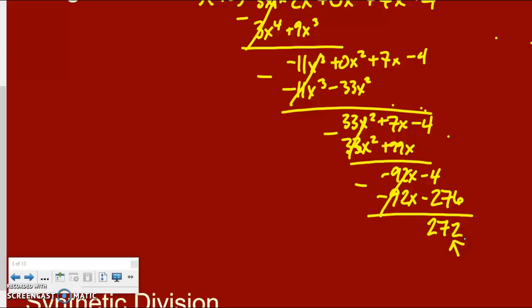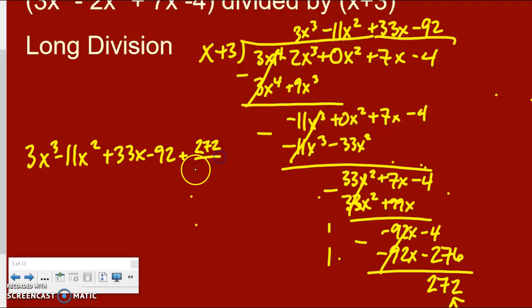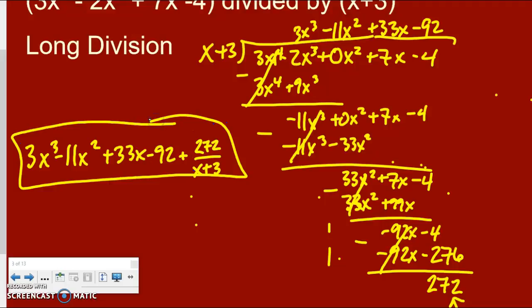Here's the key, though, with this remainder. You can go ahead and write down your answer. That's fine. But you can't forget the remainder on there. So 3x cubed minus 11x squared plus 33x minus 92. And here's the key. I don't care if it's a positive or negative remainder. You're always going to put addition there. We had 272 as our remainder, but you have to put that over whatever you divided by. This right here would be your answer. Whatever your remainder is, it's plus, and it's over whatever you divided by. In this case, it was the x plus 3.